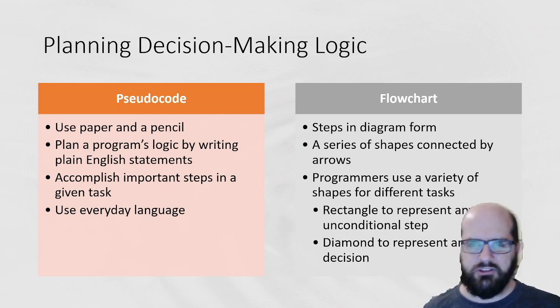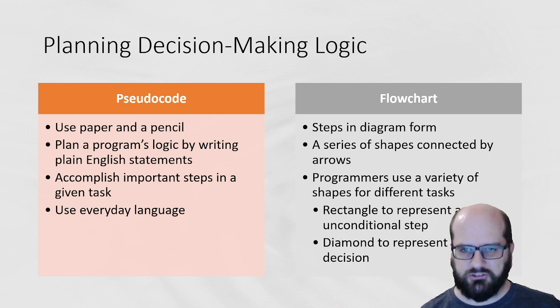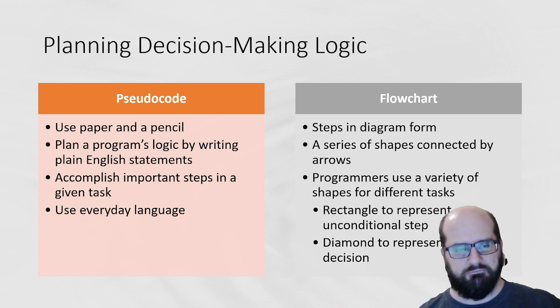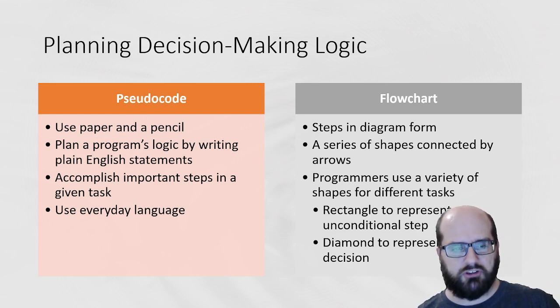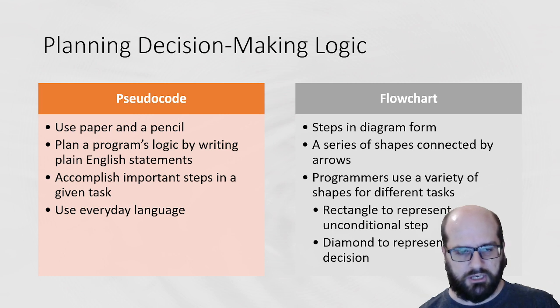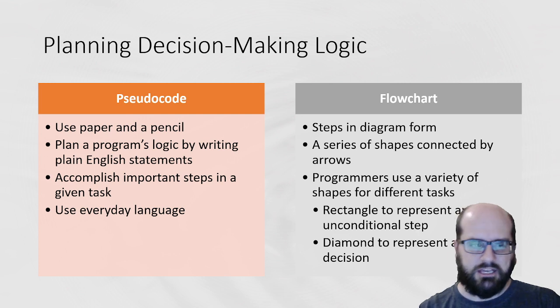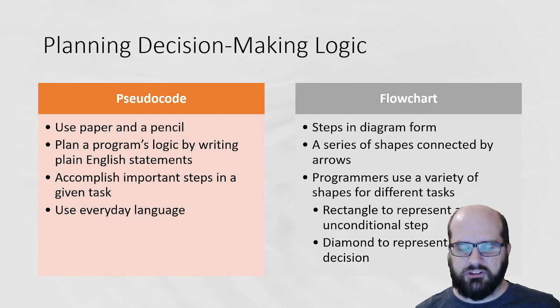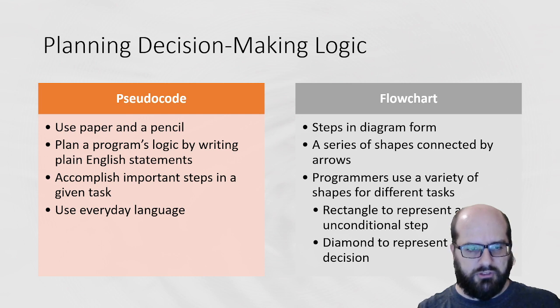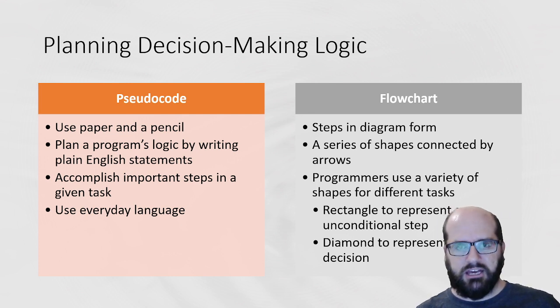The next step in that process might be to use a flowchart, and this would allow you to see the steps in diagram form. The series of steps is connected by arrows. We introduce flowcharts especially at this point because now we're going to be doing conditionals and flow control. So there might be two different paths you might take depending on some condition, and using a flowchart will show those various conditions. Programmers use a variety of shapes for different tasks, but for the purpose of this discussion, we're going to use a rectangle to represent any unconditional step and a diamond to represent a decision.